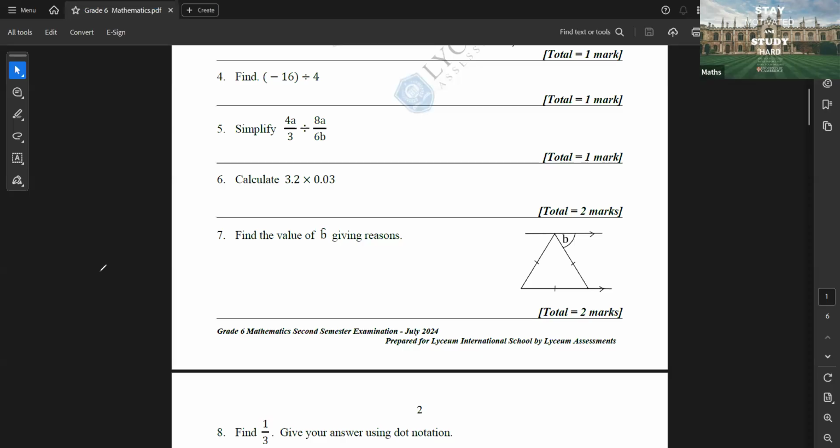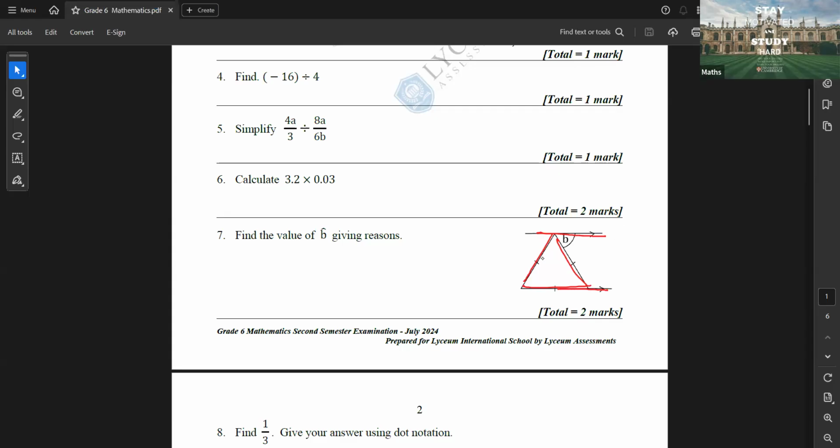So here, a triangle is given where you can see all 3 sides are equal. If all 3 sides are equal, what do you call that triangle? It is an equilateral triangle, right? Equilateral triangle, when all 3 sides are equal. Then again, here parallel lines are given. Let's see what we can do.